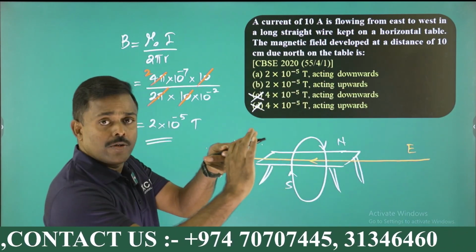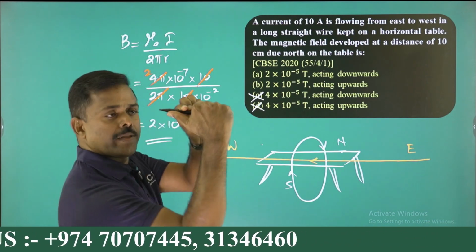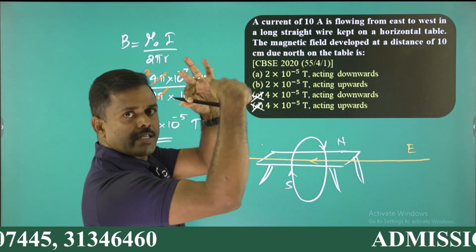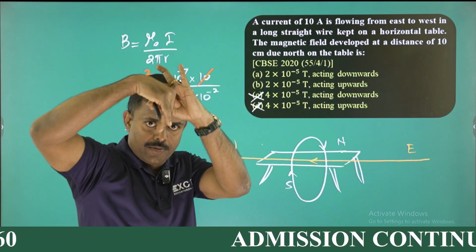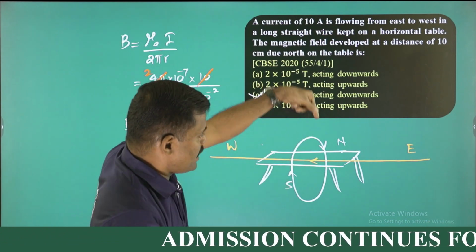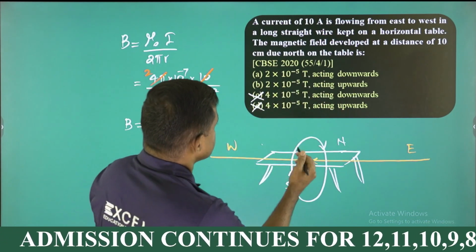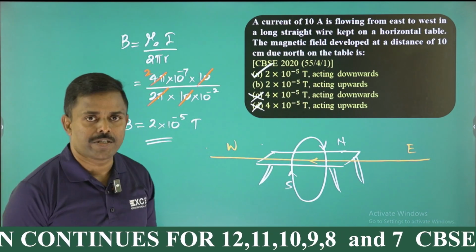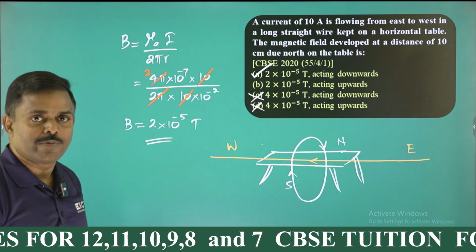You hold it in your right hand. Just wrap the fingers around the wire. Thumb gives you the direction of current. Look at that. The fingers are going down there, and here the fingers are coming up. All right. So on that side, the magnetic field is pointed downward. So the correct answer is 2 into 10 raised to minus 5 Tesla, acting downwards. Do let me know in the comment box if you understood or not, okay? I can help you with it later then.